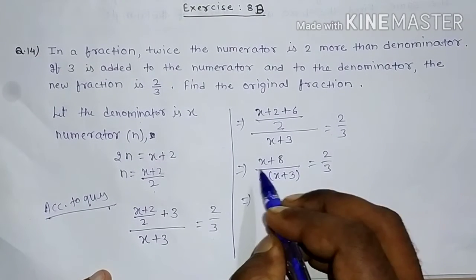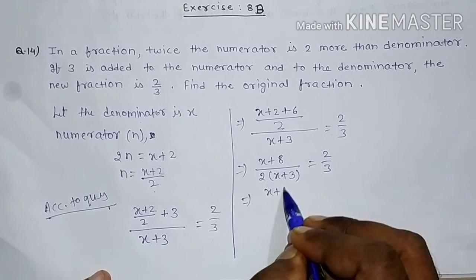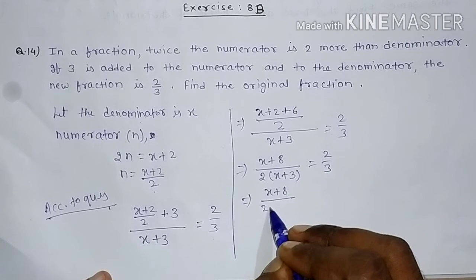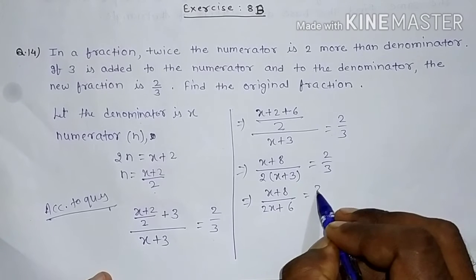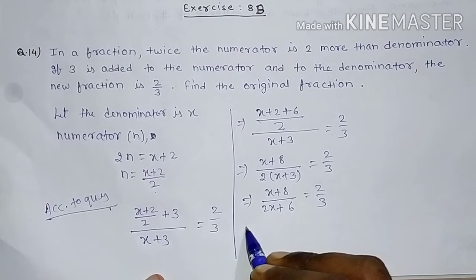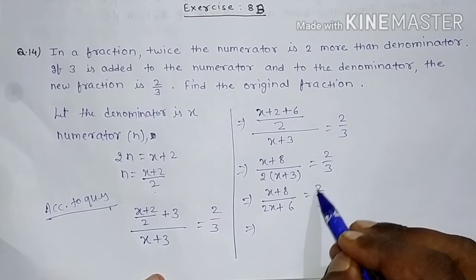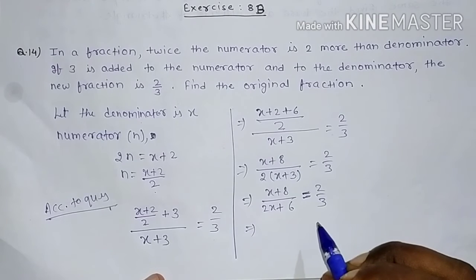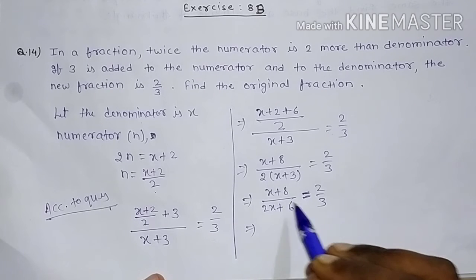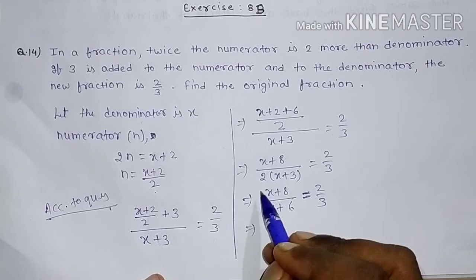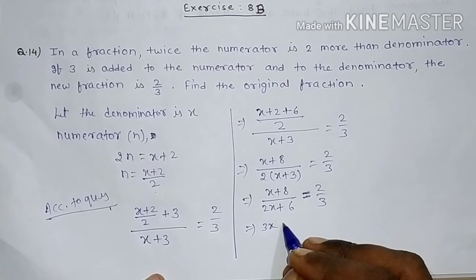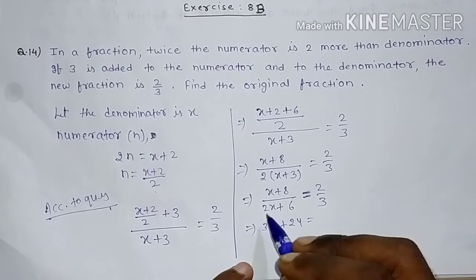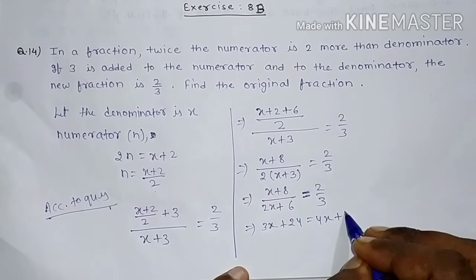Now just simplify it. So this is x plus 8, and this is 2 into (x plus 3), so 2x plus 2 threes are 6. So this is 2x plus 6. This equals 2 by 3. Now here the LHS part and this is the RHS part, and equal sign present in between them. So here we have to do cross multiplication. So (x plus 8) into 3, so this is 3x plus 3 eights are 24, equals 2 into (2x plus 6), so 2 twos are 4x, plus 2 sixes are 12.